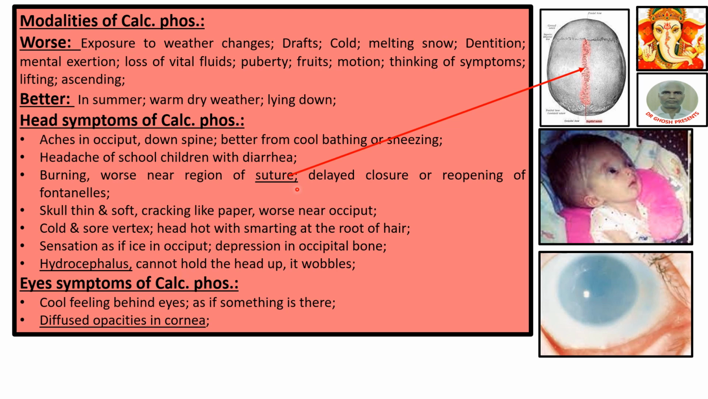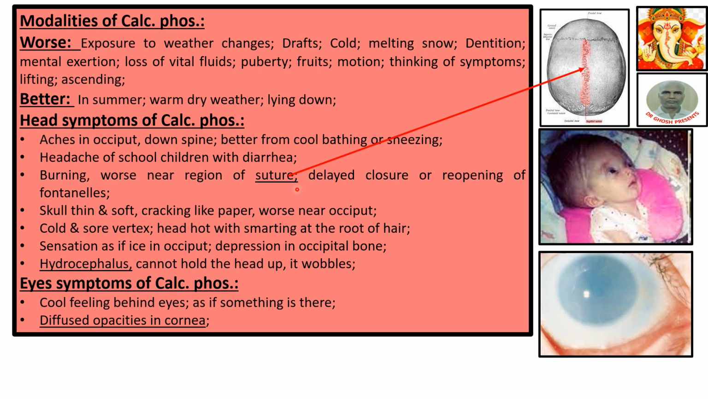There are 8 skull bones. The joining of these bones is marked by crisscross lines. These are called sutures. Delayed closure and reopening of fontanelle. Fontanelle I have already referred to. Skull thin, soft, crackling like paper.